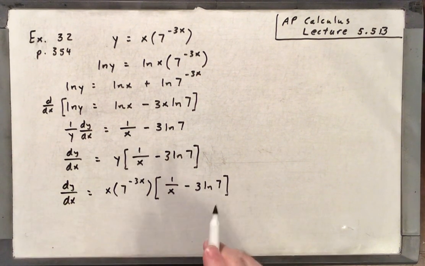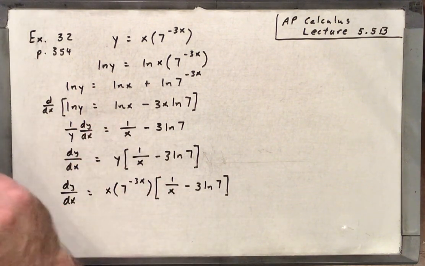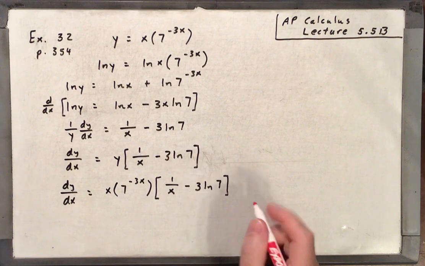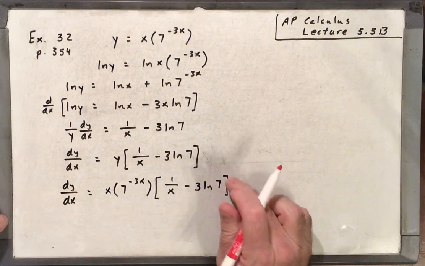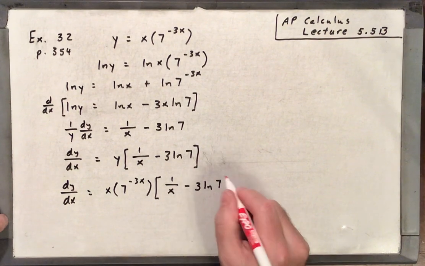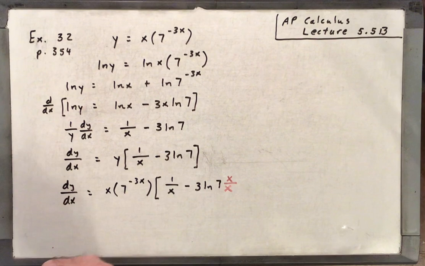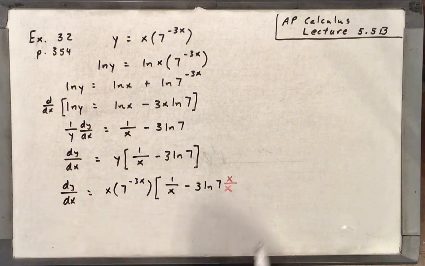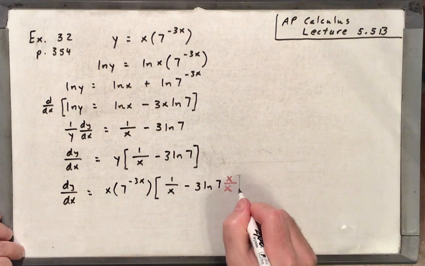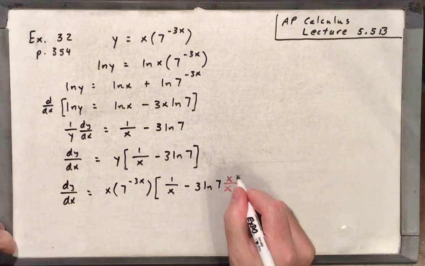Now what if I multiply, let's see if I can get another color. I haven't used these in a while. I hope this red one works. What if I multiply this side by a clever version of 1? Get that out of the way. x over x. Red pen's not great. I hope you can see it. Ooh, grabbed the wrong one there.